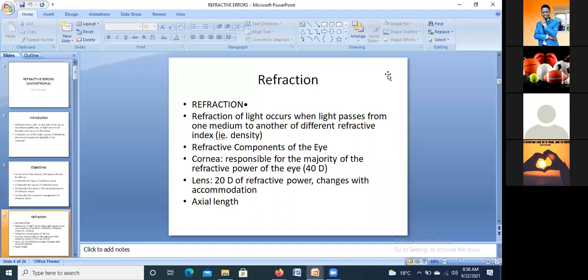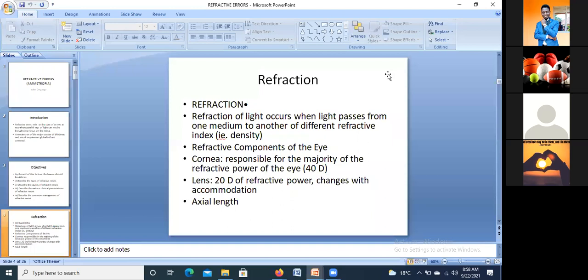So the refractive components of the eye are mainly two. The first one is the cornea, which is the first and the most important refractive surface of the eye. The overall refractive power of the eye on average is about 60 diopters, and the cornea contributes approximately 40 diopters of the refraction.